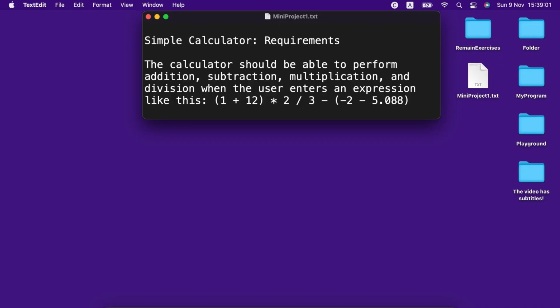Simple calculator requirements. The calculator should be able to perform addition, subtraction, multiplication, and division when the user enters an expression like this. Open bracket 1 plus 12, close bracket, times 2, over 3 minus open bracket minus 2 minus 5.088, close bracket.